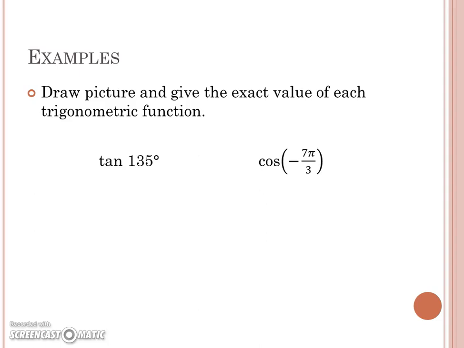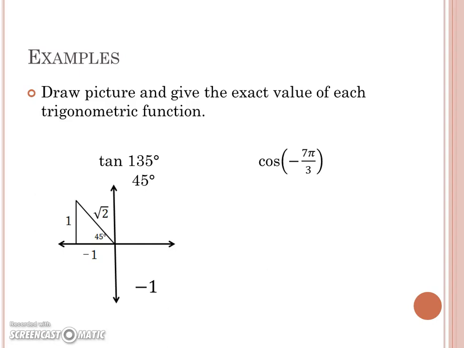Last two, tan of 135. That is 45 degrees past, so our reference angle is 45 degrees. So we draw this, negative 1 to the left, up 1, radical 2 with the hypotenuse. It wants the tangent. So opposite is 1, adjacent is negative 1, so our tangent is negative 1.